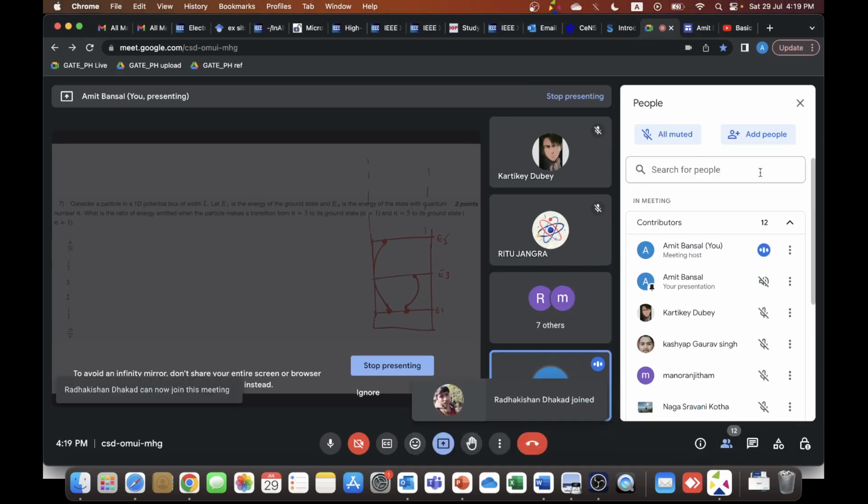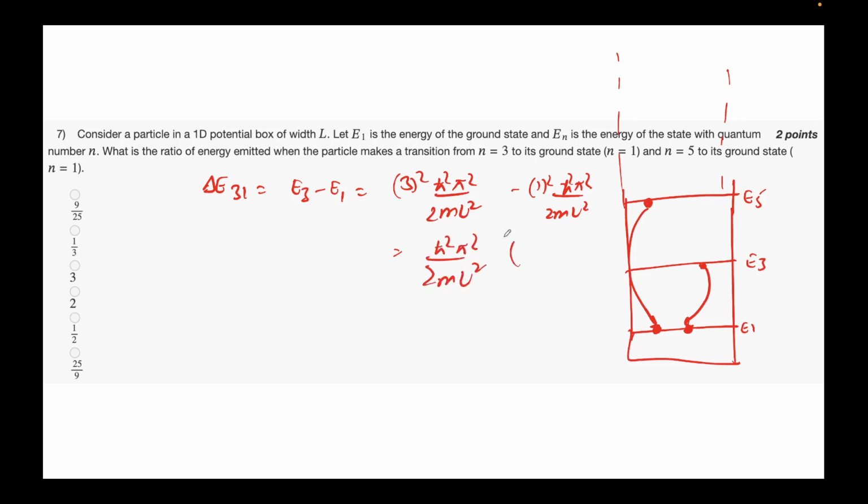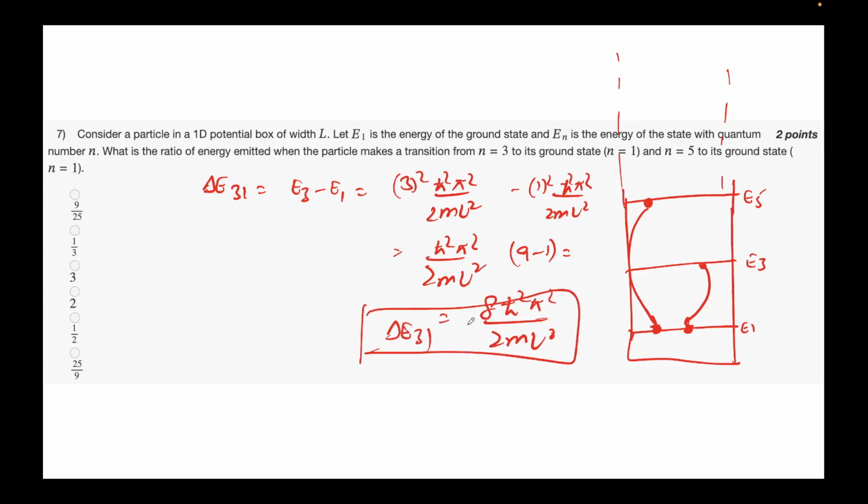Okay, so let's calculate delta E 31. That will be E3 minus E1. So that will be 3 square h cut square pi square over 2 m L square, that was the formula, right, minus 1 square h cut square pi square upon 2 m L square. So I am taking everything common, h cut square pi square over 2 m L square common, so that will be 9 minus 1, which comes out to be 8 h cut square pi square over 2 m L square. So that's the first part, delta E 31, from here to here.